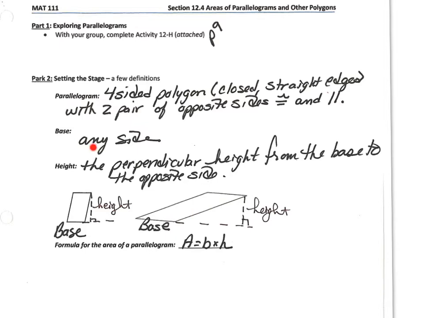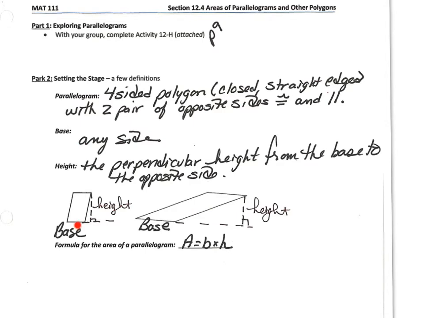The height then, the key is once you pick the base, the height is the perpendicular height from whatever side you choose to be the base to the opposite side. So both of these examples are showing you it outside the parallelogram. The ones that you did in that activity have them inside.